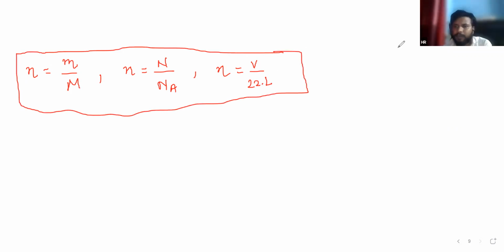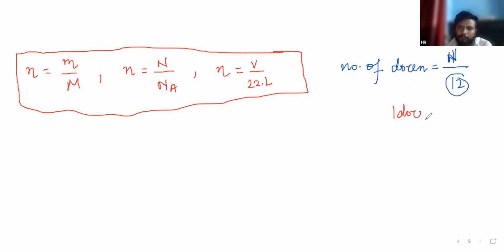Okay, just connect it with a dozen. If we want to calculate number of dozen, whatever number is given, we divide by 12, because 1 dozen equals 12. Got it, Arslan? For calculating number of dozen, whatever number is given, 12, 24, 36, 50, divided by 12. That means 1 dozen equals 12.